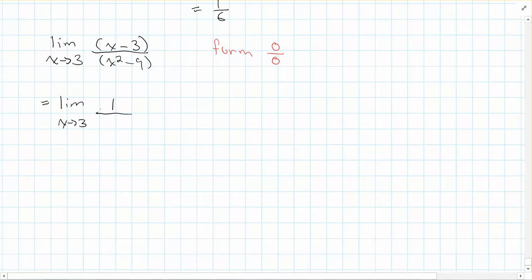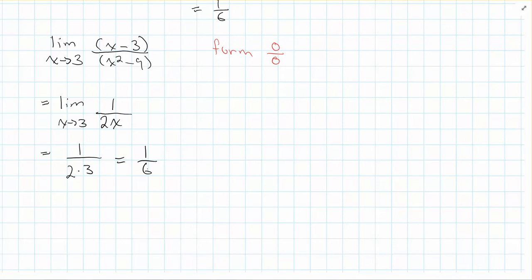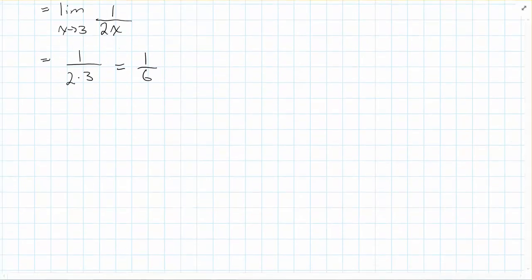Derivative of x squared minus 9, well, that should be easy as well. That is 2x. And then, well, this we can simply just plug in 3 in this case. 1 over 2 times 3, which is 1 over 6. So we get the exact same limit. In this case we used L'Hopital's rule. In the first case we used the factoring method. Now, we can use this for other ones as well.